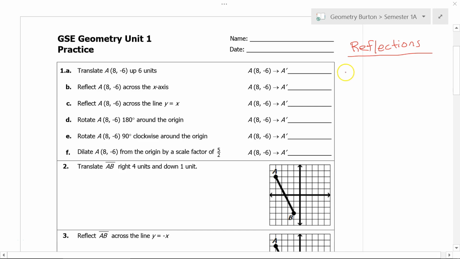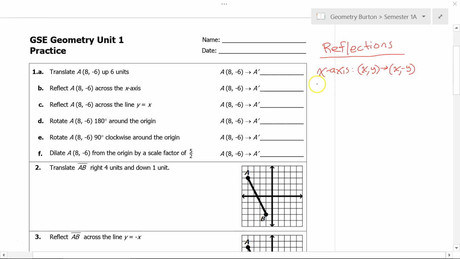Let's see, you have reflections over the x-axis. Okay, and that rule is a point xy becomes the point x, opposite of y. Okay, you have reflections over the y-axis, and when you reflect over the y-axis, a point xy becomes the point opposite of x, y.